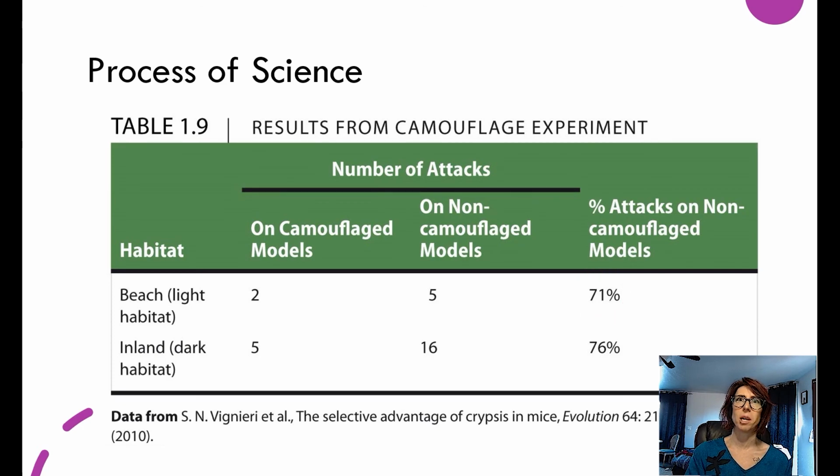Inland, we have about the same. 76% of attacks happened to not camouflage models. So the white models on the brown grass. So in both cases, the majority of attacks happened to models that were not camouflaged. So that data doesn't prove our hypothesis, but it supports it, that the camouflage models were less likely to be attacked than the non-camouflage models. And that's the scientific method.